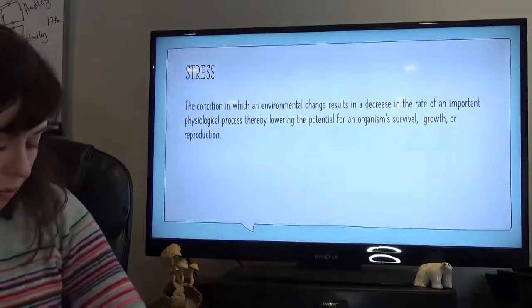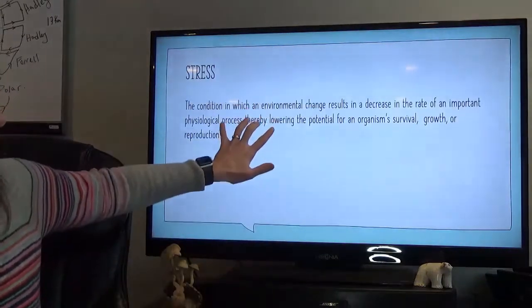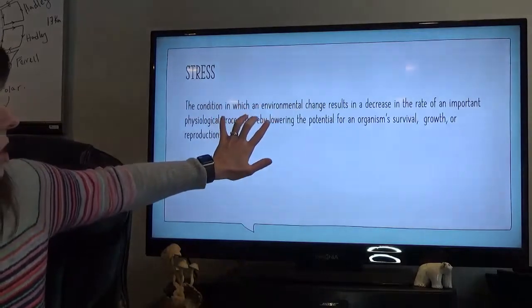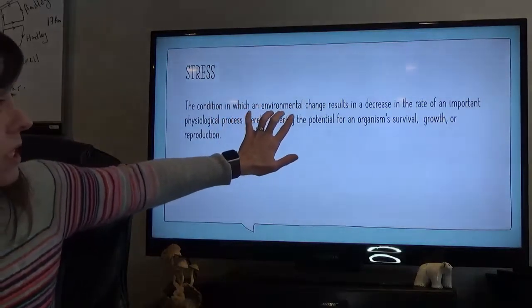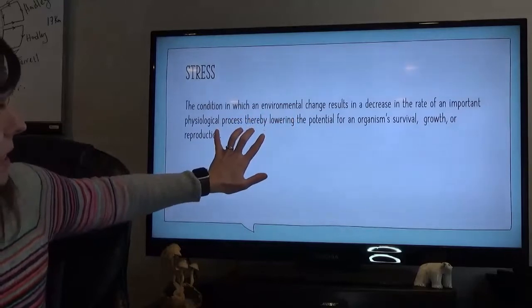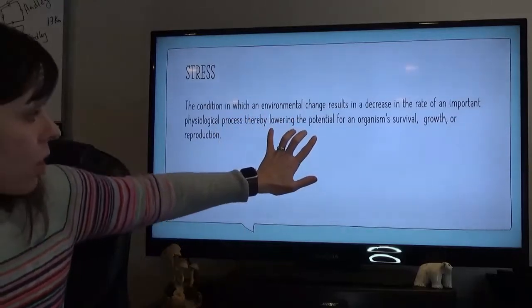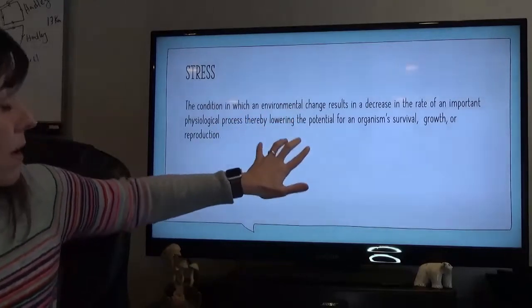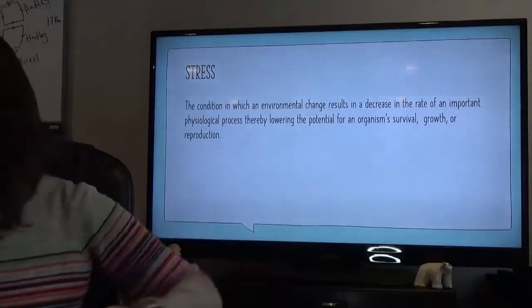Okay. So we've already talked a little bit about stress, but I just wanted to define it here. Stress is the condition in which an environmental change results in a decrease in the rate of an important physiological process, thereby lowering the potential for an organism's survival, growth, or reproduction.